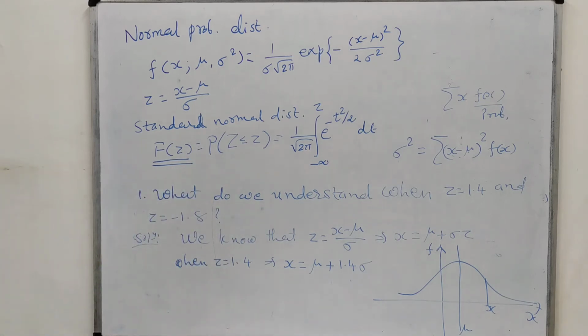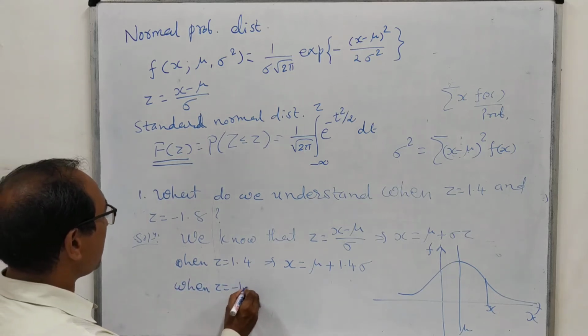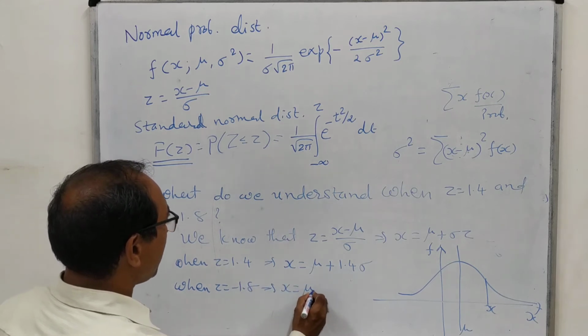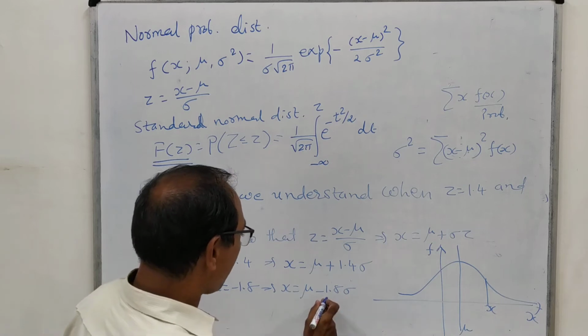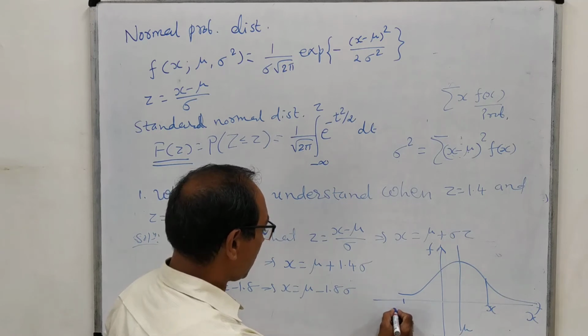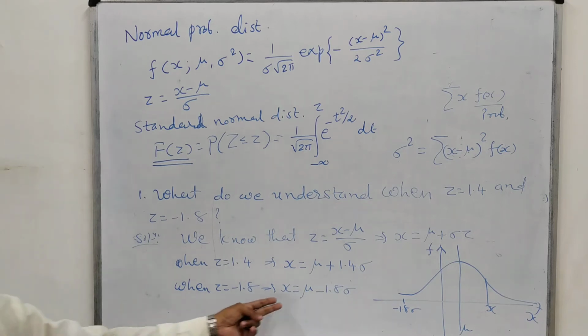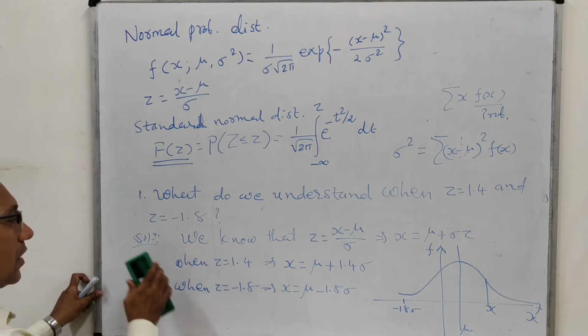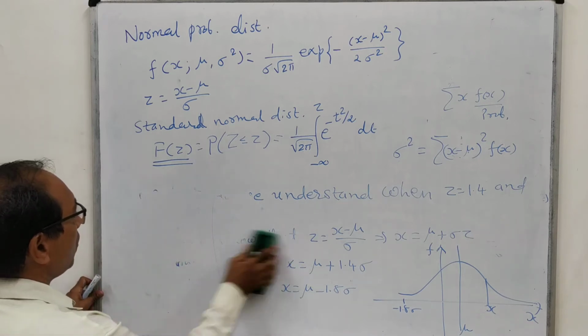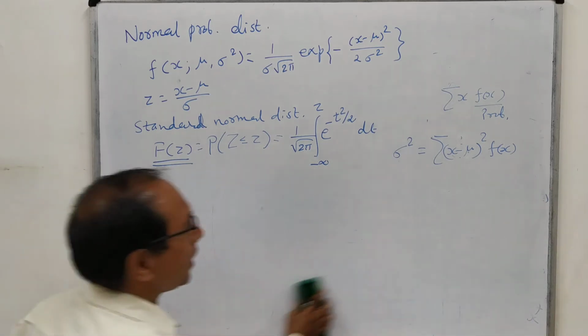and in this case, when z equal to minus 1.8, this implies that x equal to mu minus 1.8 sigma. So this value will lie on the left because it is mu minus 1.8 sigma. So the value of x lies on the left side of mu. So this is our interpretation. Have you understood this? Nothing more is difficult here. Only here we wanted to see whether the value lies on the left side or the right side.